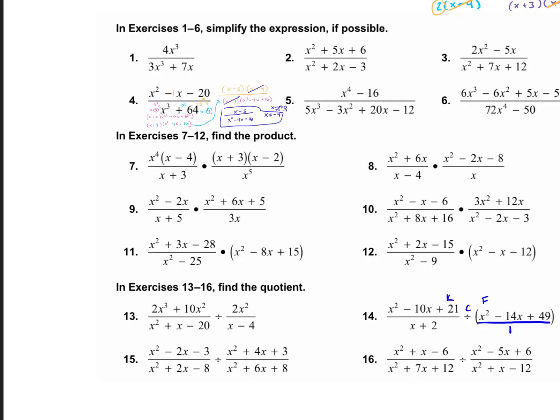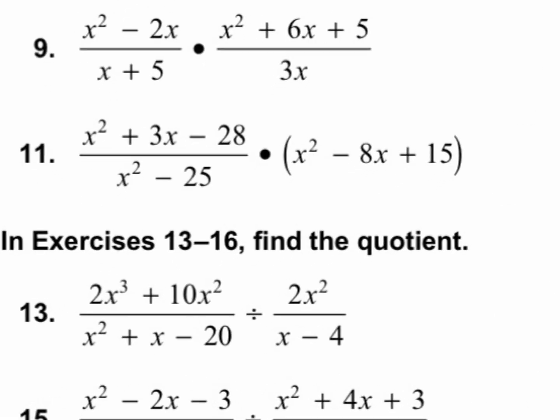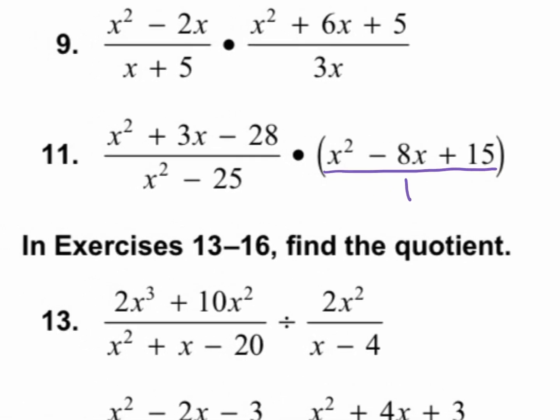Let's look at 11. What should I do first for 11? Do I keep change flip when it's multiplication? No. We're just going to put the second part over 1. That way we know that what's on top is on top and just 1 on the bottom. What do I do next? Factor it. Do we have 2 factors of negative 28 that add to 3? 7 and negative 4. Perfect. So this would factor into x plus 7 and x minus 4.